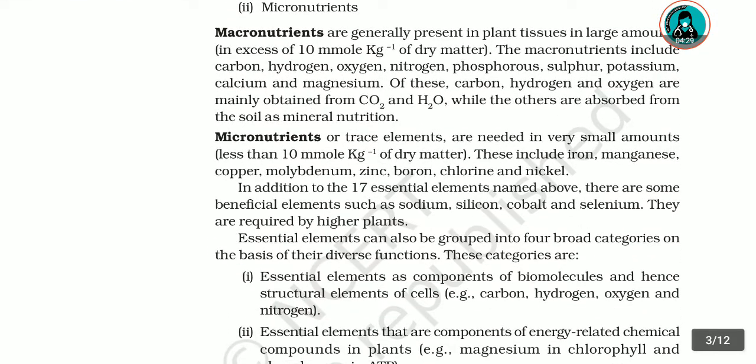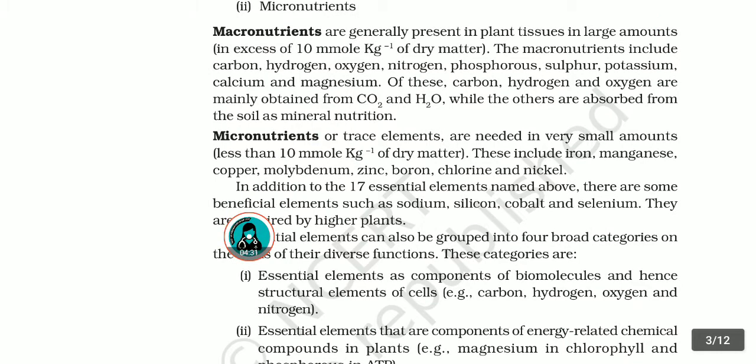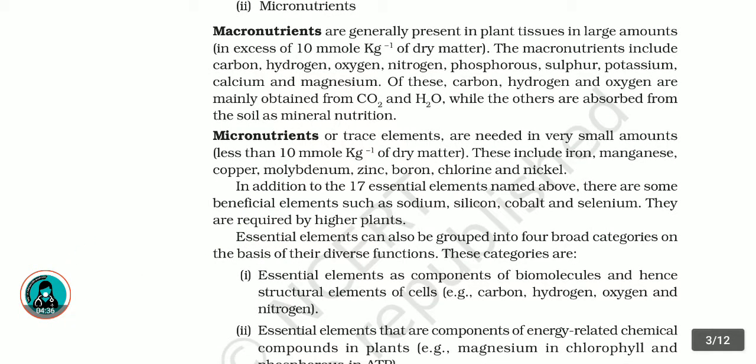Macronutrients are generally present in plant tissues in large amounts, in excess of 10 mmole per kilogram of dry matter. The macronutrients include carbon, hydrogen, oxygen, nitrogen, phosphorus, sulfur, potassium, calcium, and magnesium. Of these, carbon, hydrogen, oxygen are mainly obtained from carbon dioxide and water, while the others are absorbed from the soil as mineral nutrition.